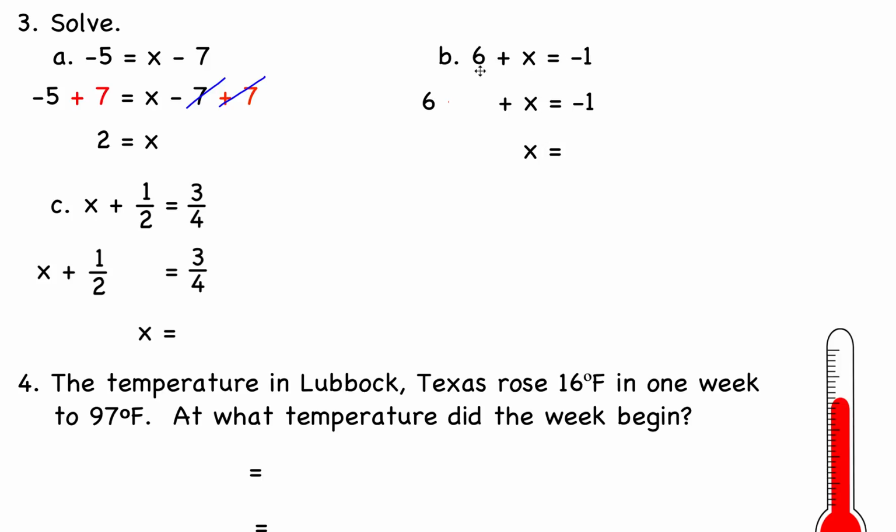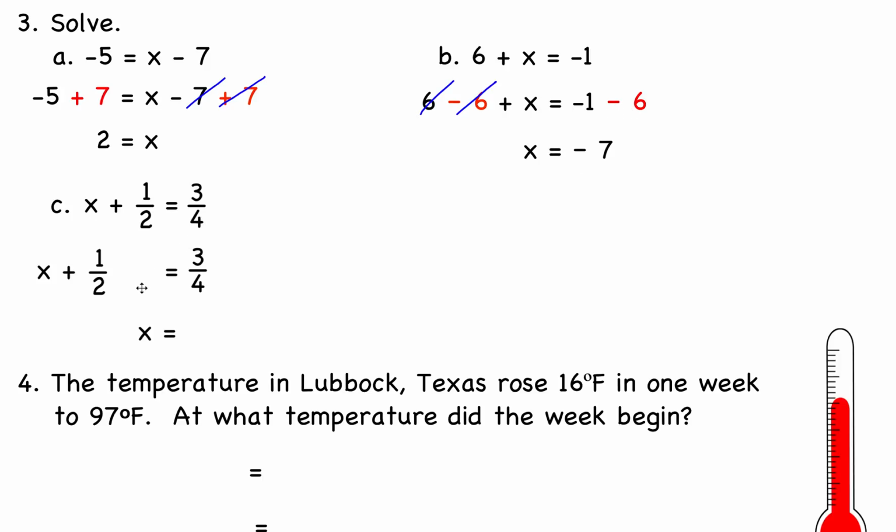Letter B, we have 6 being added to x. So we want to do the opposite and subtract 6. And again, the 6's are going to add to 0. 6 minus 6 is 0. So that leaves us with x on the left, and negative 1 minus 6 is negative 7.